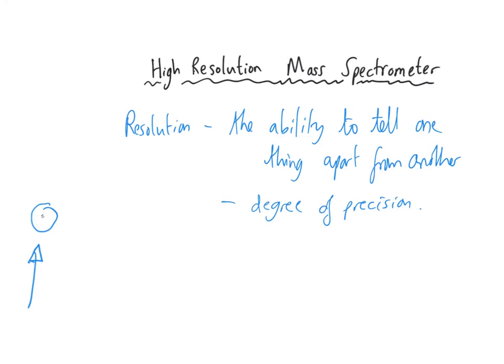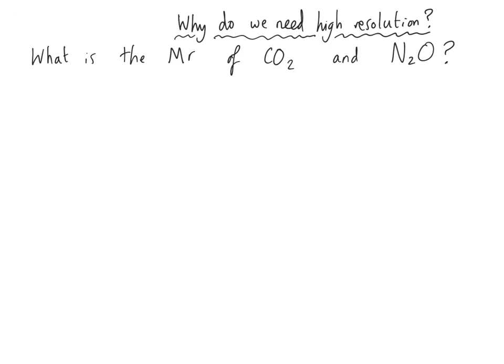Let's move on now to explore that concept in a bit more detail so we can see exactly what I mean by the degree of precision. I think the best way to explore that is through a question. So why do we need a higher resolution? Why do we need a higher degree of precision? So what I've got here is a question. What is the MR of carbon dioxide and dinitrogen oxide?